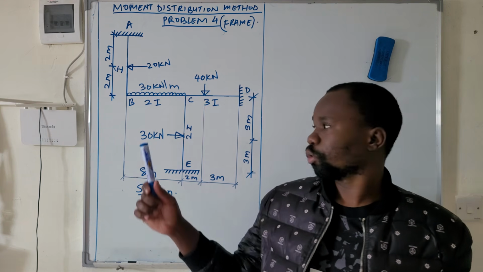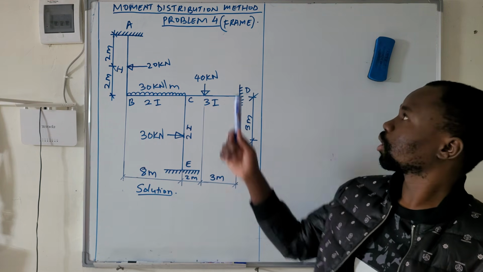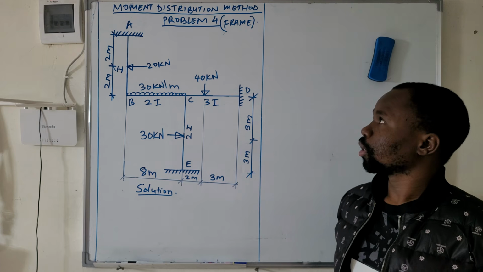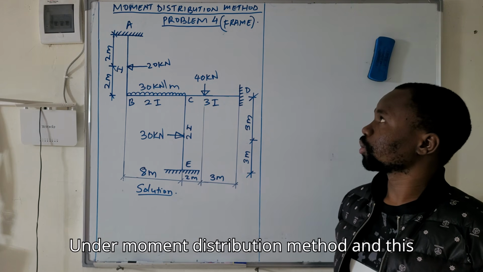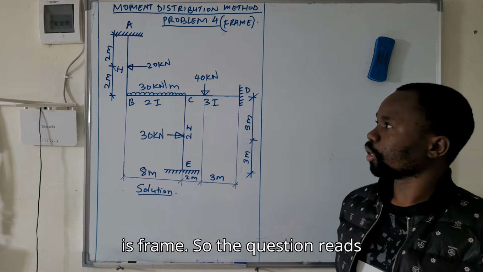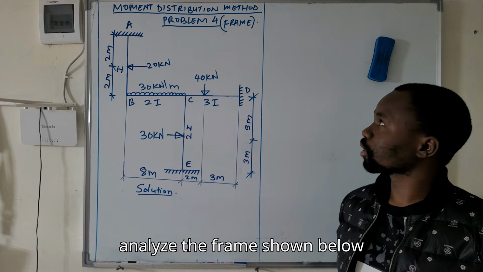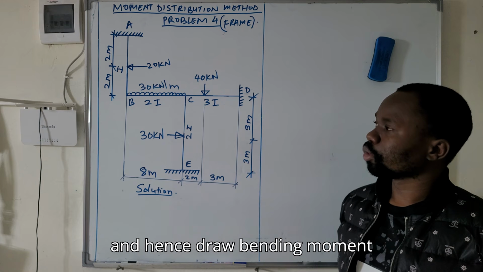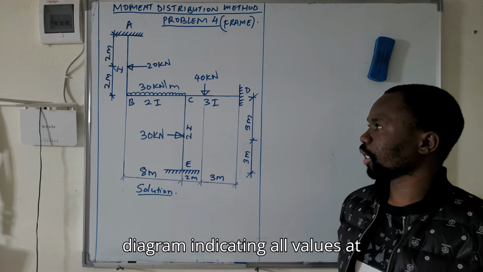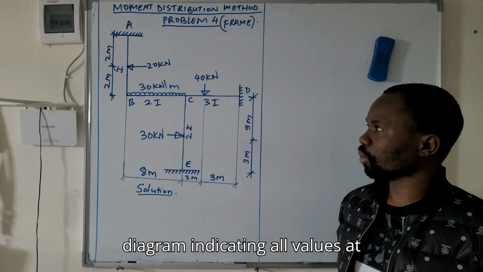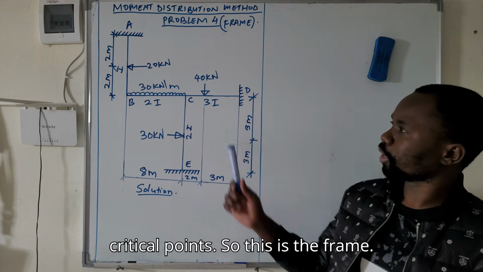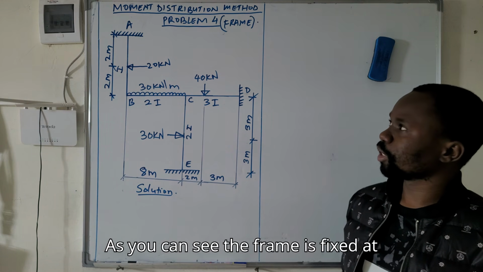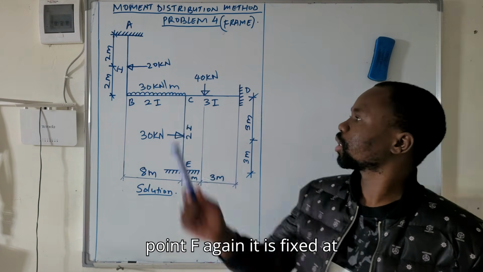Today I want to solve problem number 4 under the moment distribution method, and this is a frame. The question reads: analyze the frame shown below and hence draw the bending moment diagram indicating all values at critical points. So this is the frame. As you can see, the frame is fixed at point A.